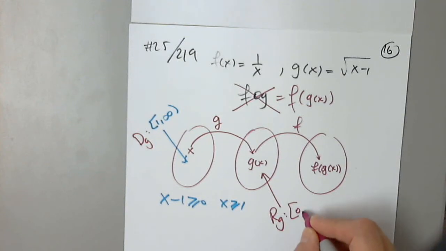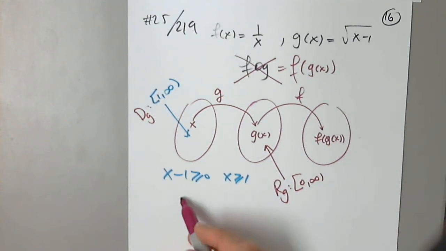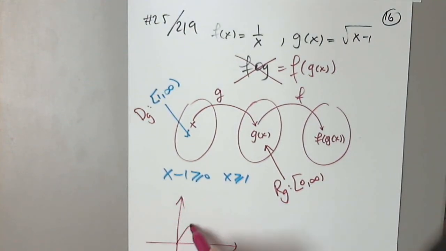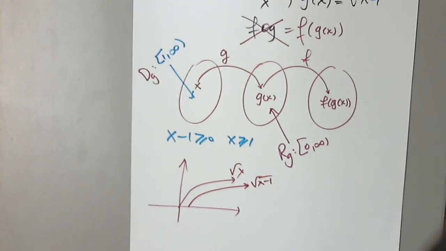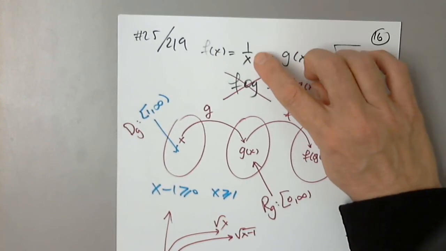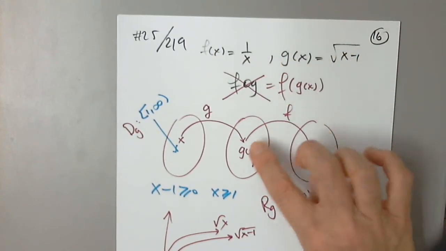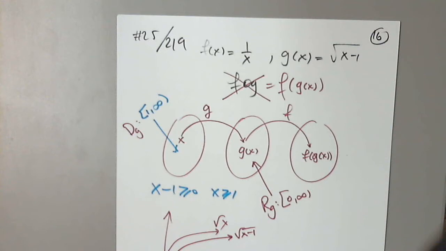Excellent. Do we know that, right? So this is the square root of x, and this is the square root of x minus 1. Of course, the range is still 0 to infinity. Perfect. Now let's look at f. I only care for the domain of f. Can anyone give us the domain of f?